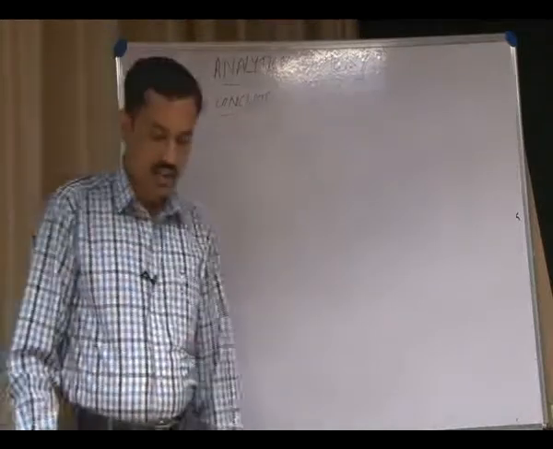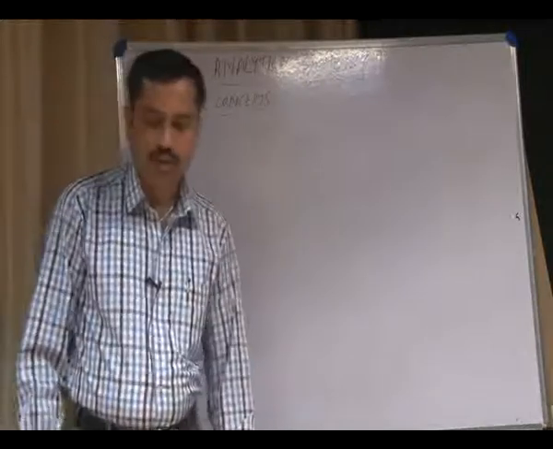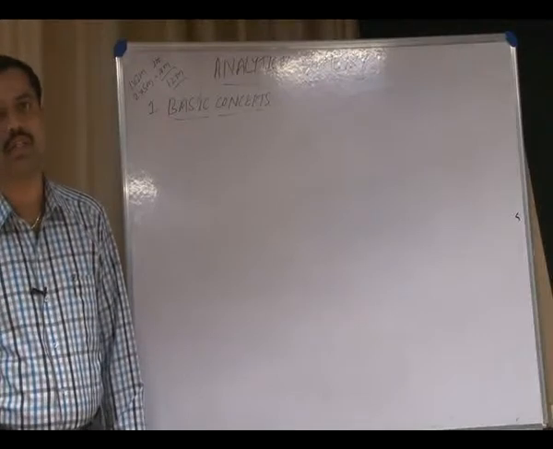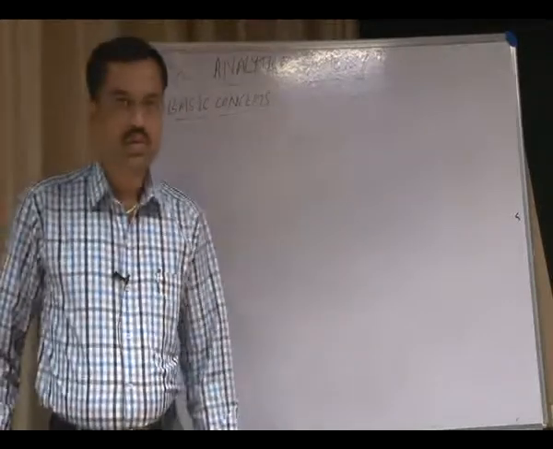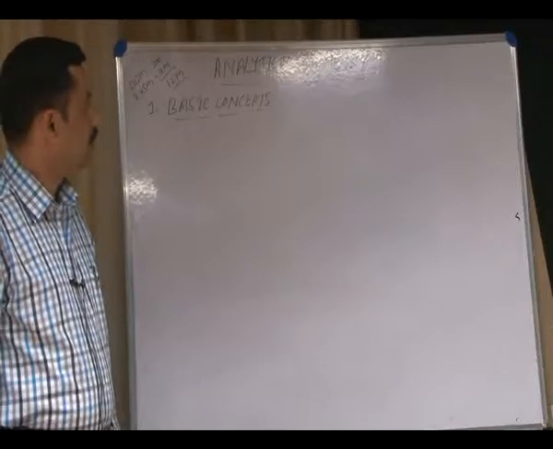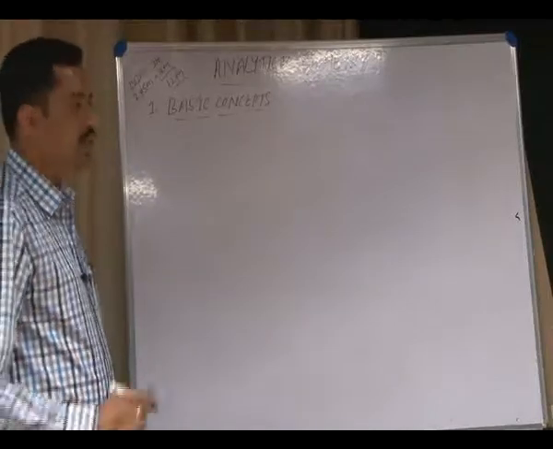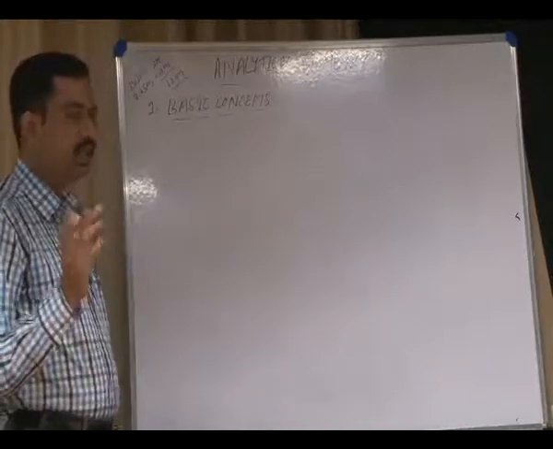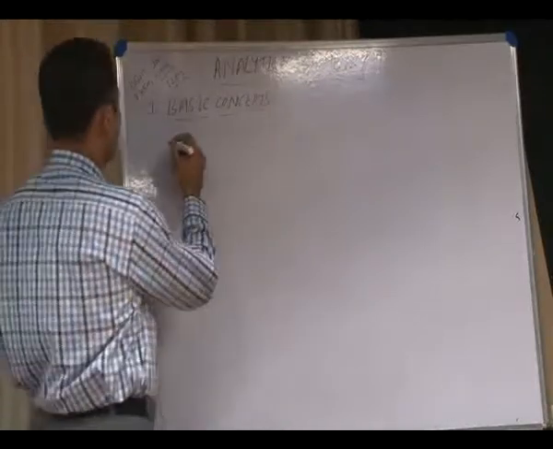In basic concepts, we are going to discuss two formulas. One is the distance formula and the other one is the section formula. Before going to that, you should know about coordinates. That means you are going to represent a point in a plane by two coordinates, that is x and y coordinates.